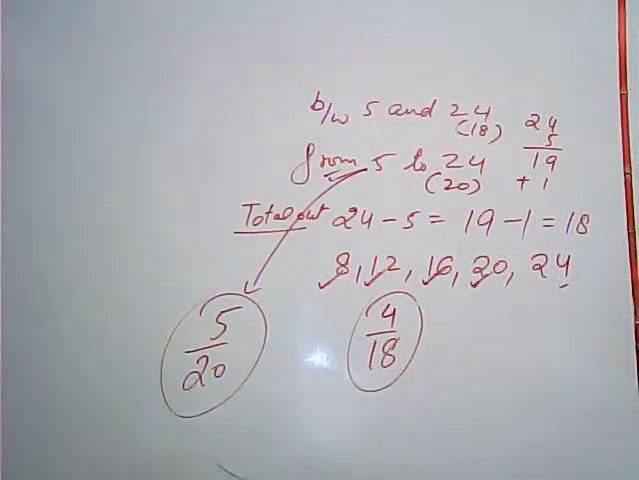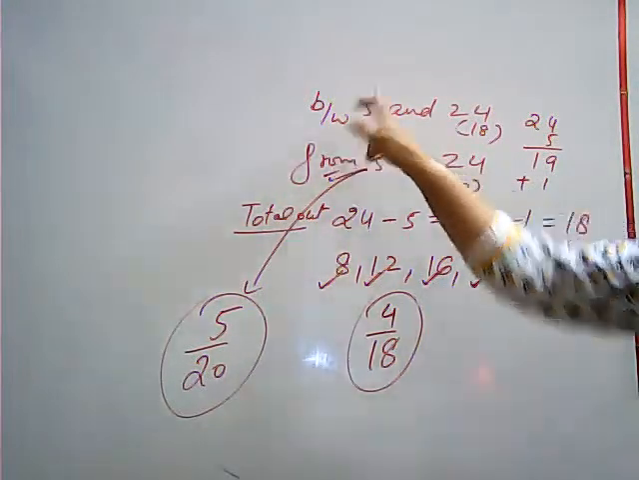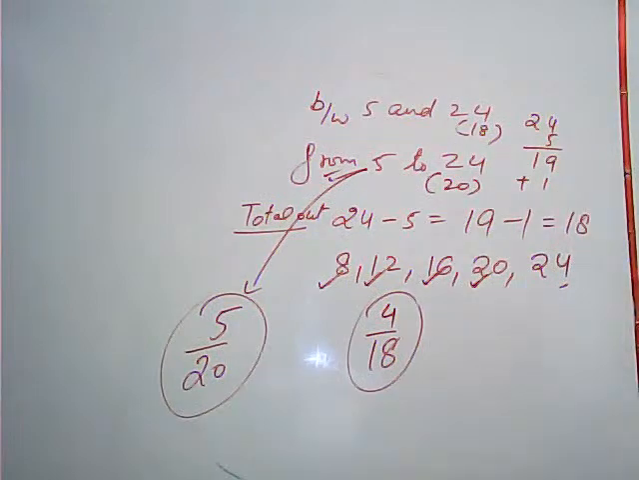Yes, Mita Mishra, 4 is not included because the numbers are starting from 5. By mistake I have written 4, so 4 will not be included, okay. Whenever the from case is there, 5 over 20 is the answer. And whenever it is the case of between, 4 over 18 will be the answer. Okay?